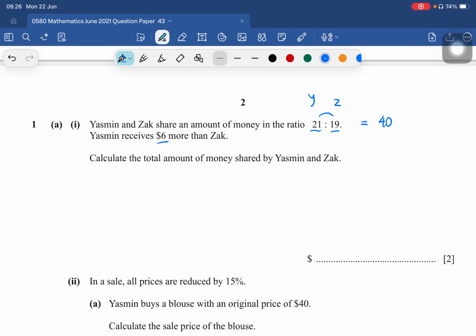So 21 we minus 19, we get 2. So let us find how much one part is. We have $6, we divide by 2. So we get $3 for one part or one share. So we have 40 shares, so 40 we multiply by $3. So we get $120.